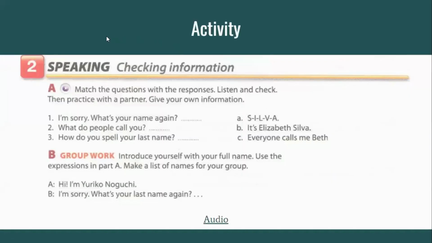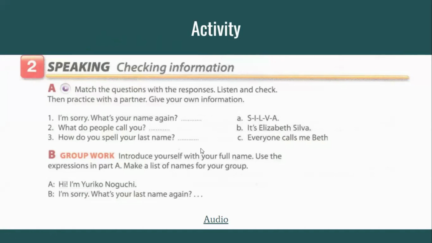Okay, now we are going to do some speaking practice. Just like you saw, the way they asked questions and the way they responded, you have to try matching the correct answers. The first question is, I'm sorry, what's your name again? What should be your answer? It is Elizabeth Silva. What do people call you? Everyone calls me Beth. How do you spell your last name?